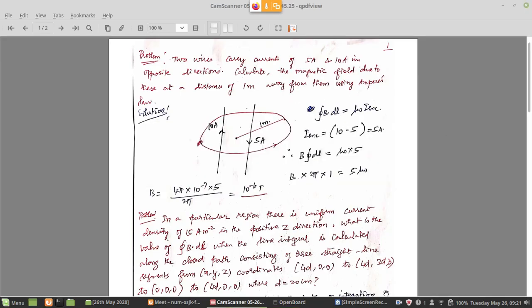First question you see, a very simple one. Two wires carry currents of 5 amperes and 10 amperes. See, the 10 ampere current is going up, the 5 ampere current is going down. Both the current wires are perpendicular to the plane of the circular loop, but in opposite directions. Now calculate the magnetic field due to these two wires at a distance of 1 meter away from them using Ampere's law. That is the question.